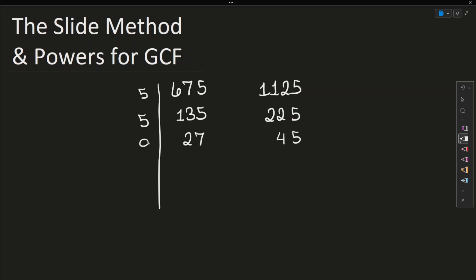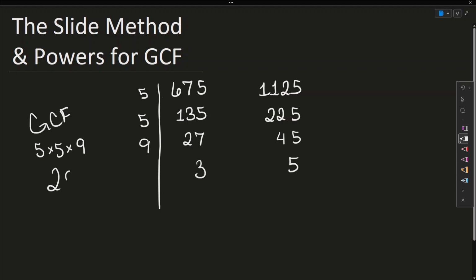These have a 9 in common. 27 divided by 9 is 3, and 45 divided by 9 is 5. 3 and 5 have nothing in common. So my GCF comes from that first column. 5 times 5 times 9, which is 225. So this is the GCF of 675 and 1125.